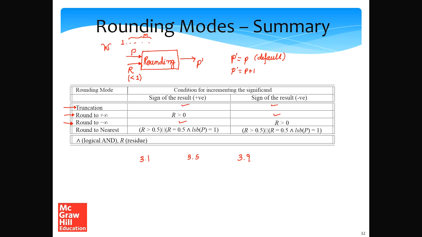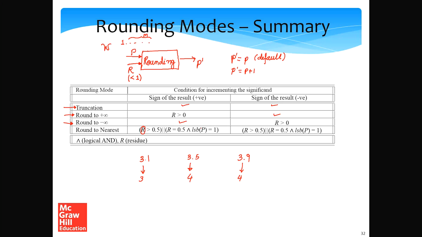So 3.1, I need to round to 3. 3.5, I have a choice between 3 and 4. I choose the even number, so I round it to 4. And 3.9, the closest integer is 4. So the logic is like this. I'll first take a look at the residue. If the residue is greater than 0.5, as in the case of 3.9, then I will increment the significand.